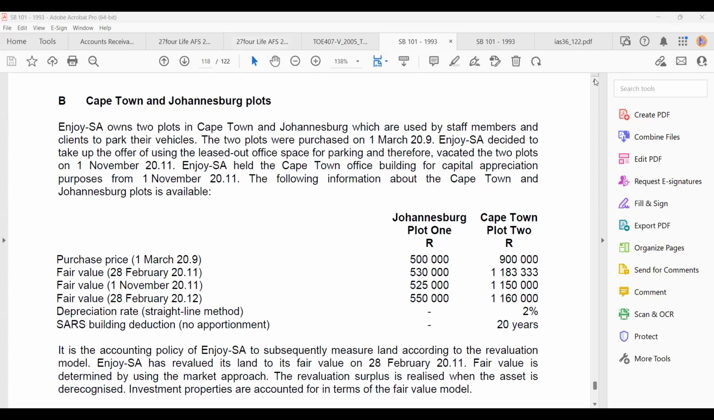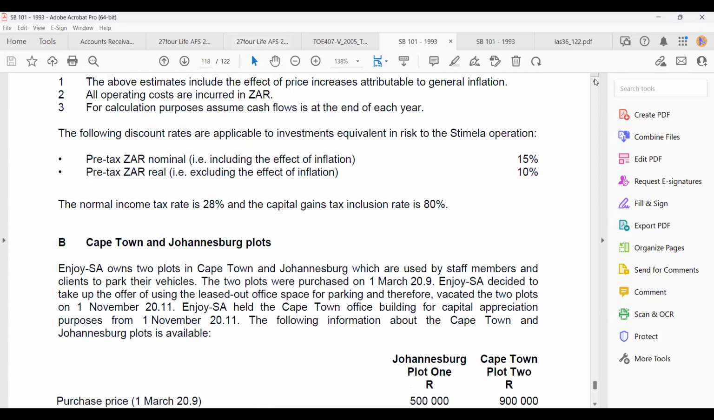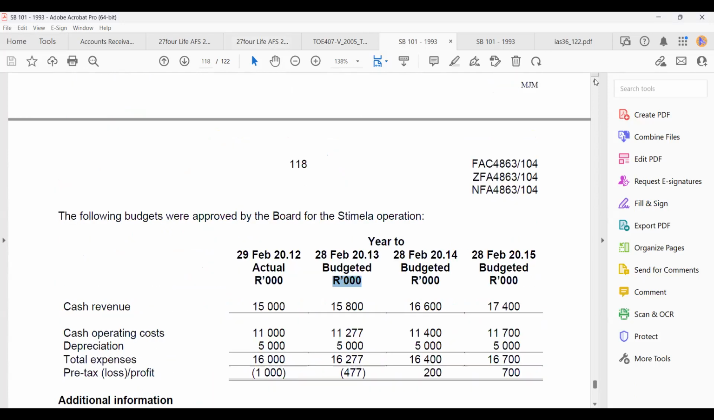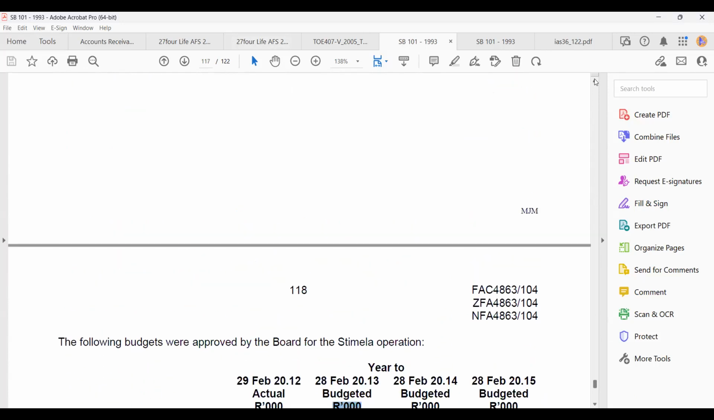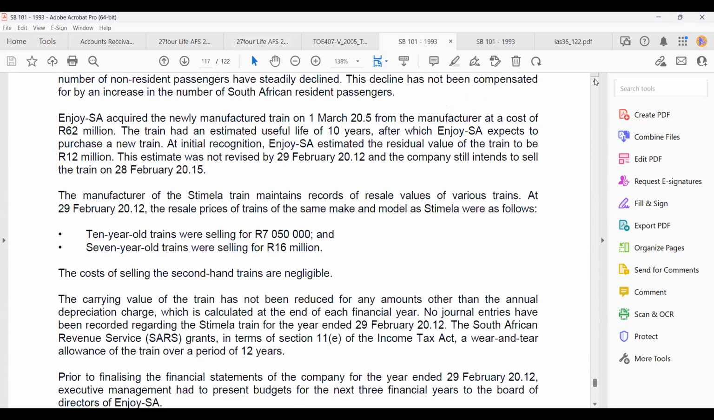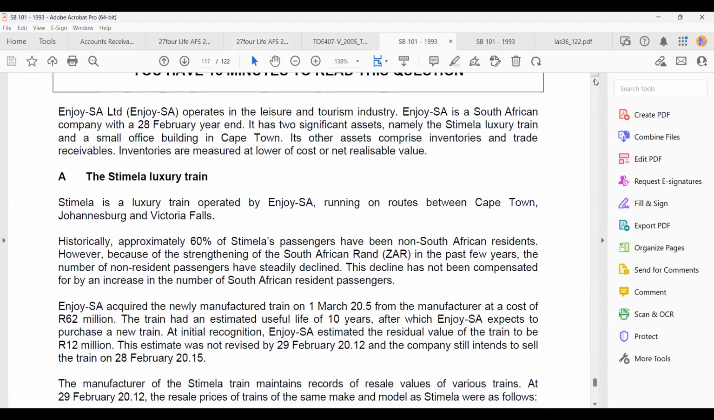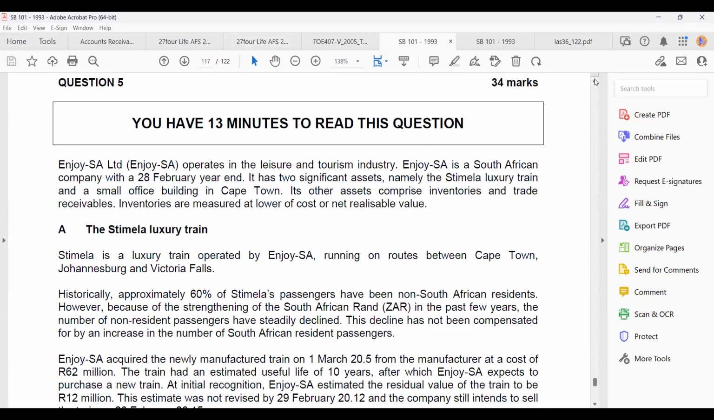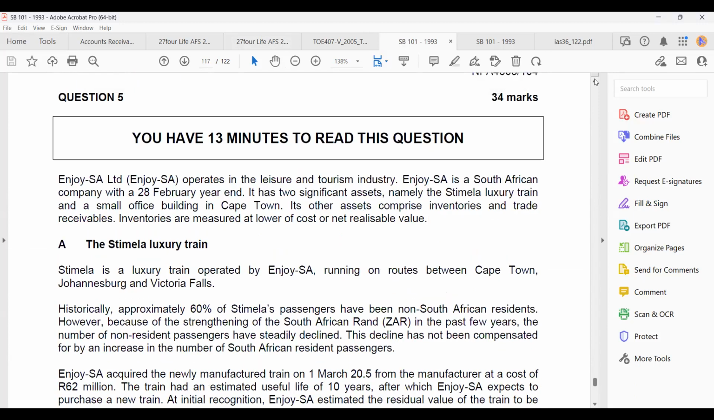So this is basically day two of FAC 4863. So this is basically FAC 1. Yesterday what we covered, I don't remember which title it is from, but basically this question covers PPE and some impairment. Not hectic impairment, basic impairment, but it covers those two aspects.